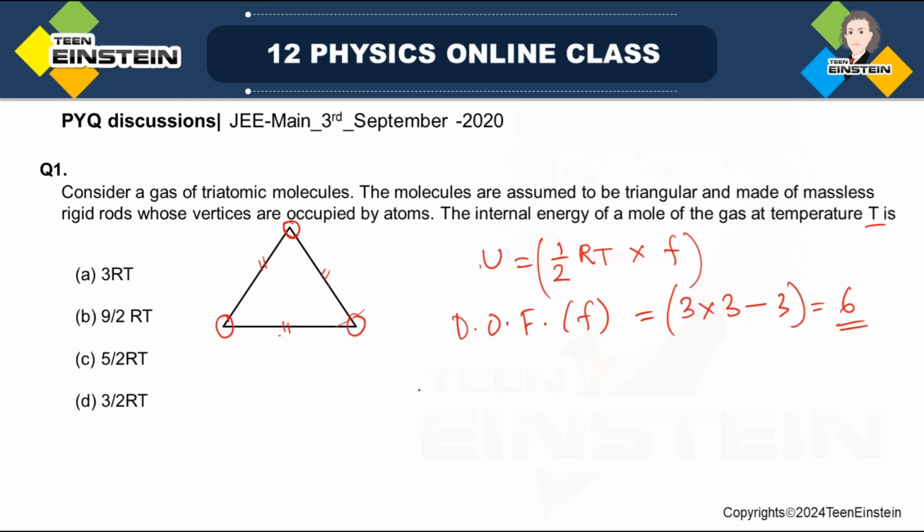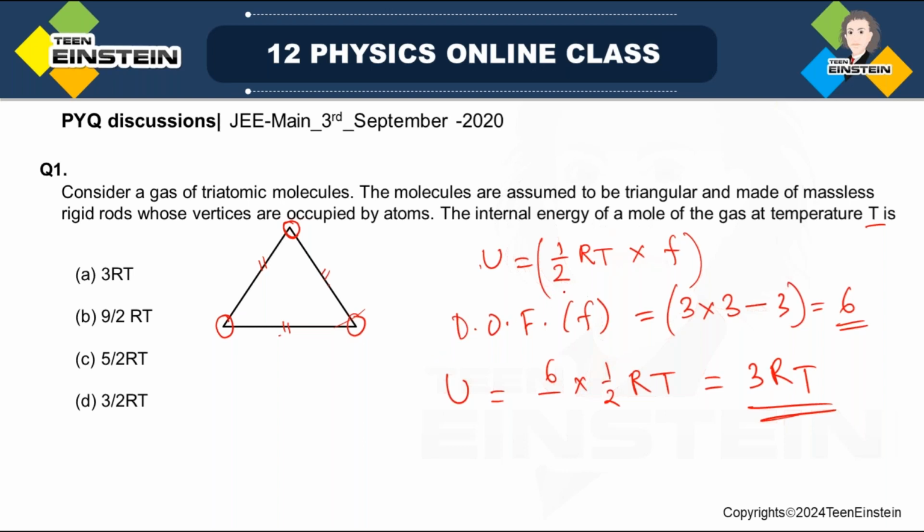Now I'll multiply it here. This is the value of F. So I will have internal energy F into half RT. That means 3RT. So this is the internal energy.